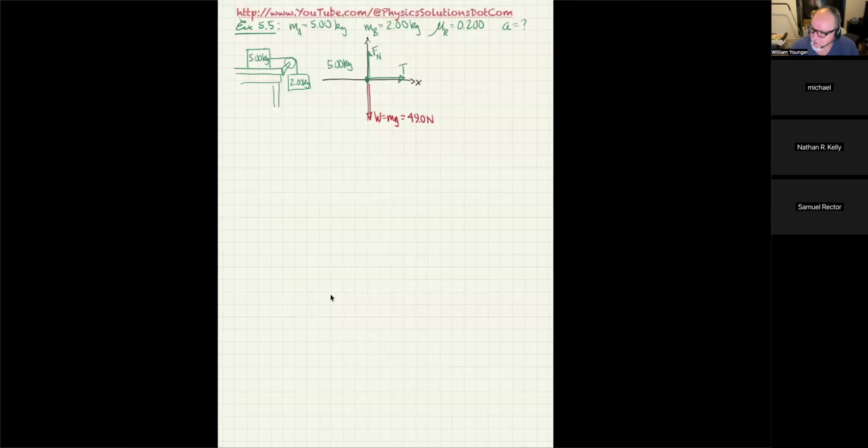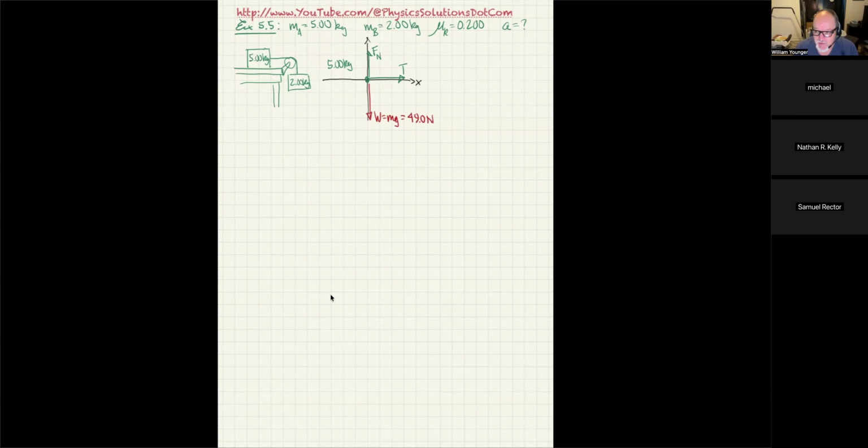Now I'll step it up one more level. If I move the 5 kilogram box 1 inch to the right in 1 second, and then 2 inches additionally in the second, then what I notice is the 2 kilogram box is going to move down 1 inch in the first second and 2 inches in the second. So that tells us that the two accelerations are the same.